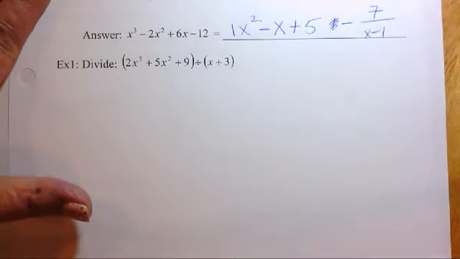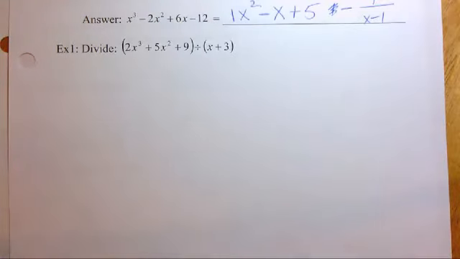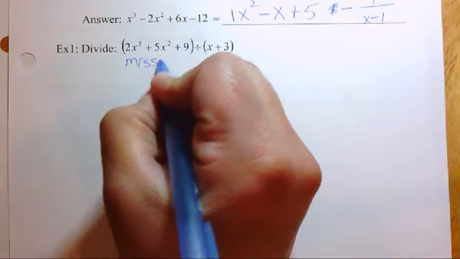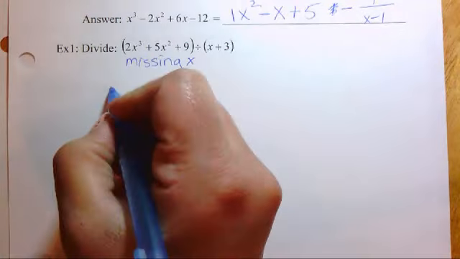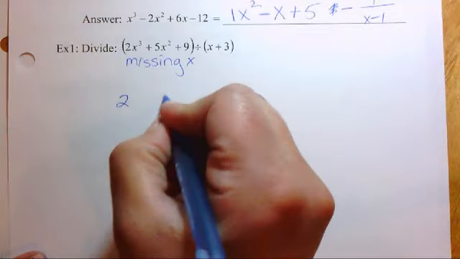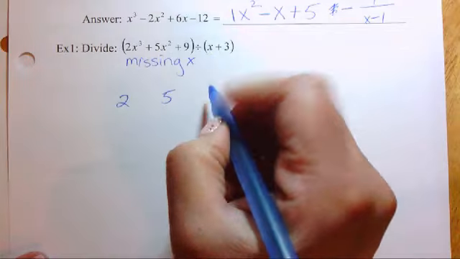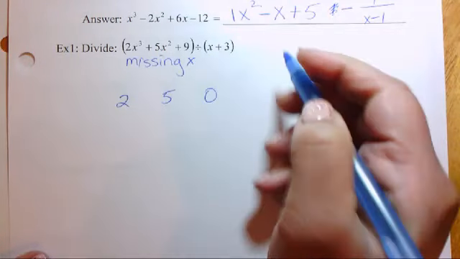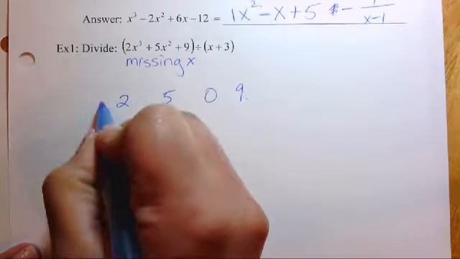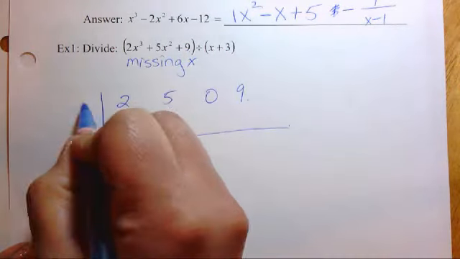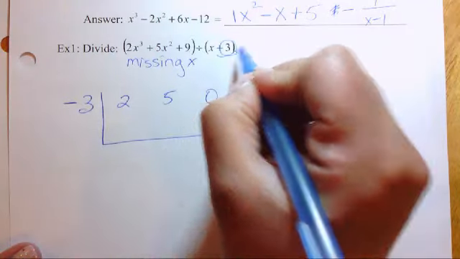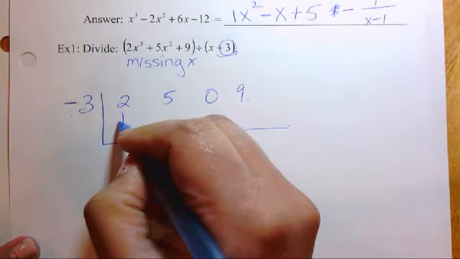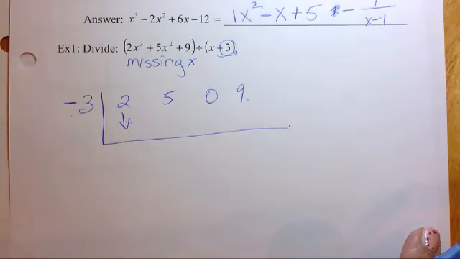So have a look at this next question here. This is missing the x term. So do you remember what to do for that? Well, we're going to use the coefficients 2 for the x cubed, 5 for the x squared, and 0 for the x because it's missing, and then 9 for our constant. All right, making our L shape here, we're going to be using the opposite of this number here. So it's going to be minus 3 that we're using. Same procedure. Why don't you press pause on this and see if you can get the answer.